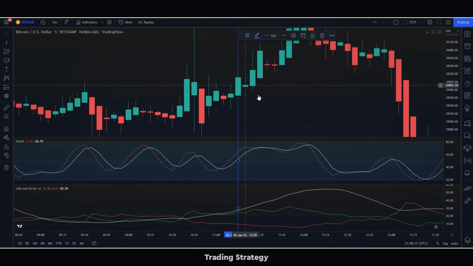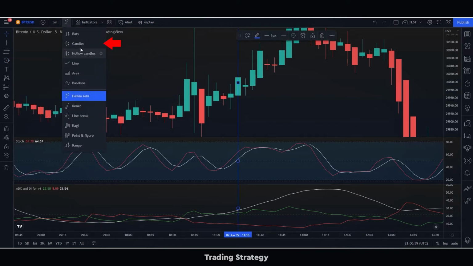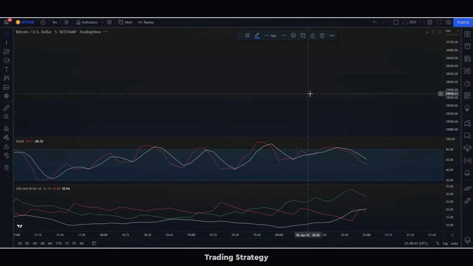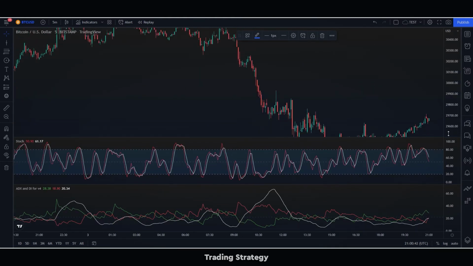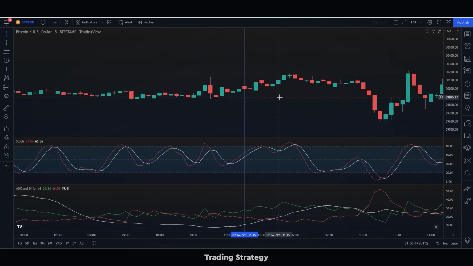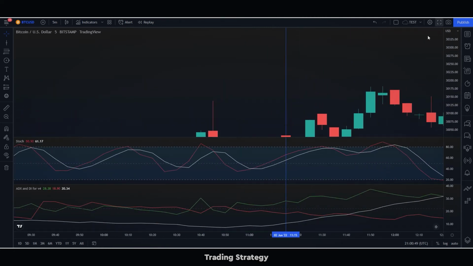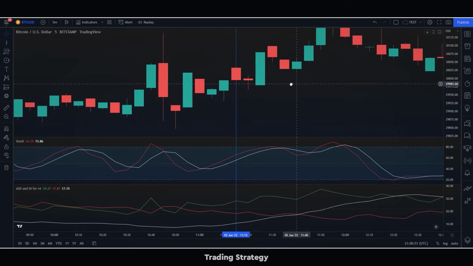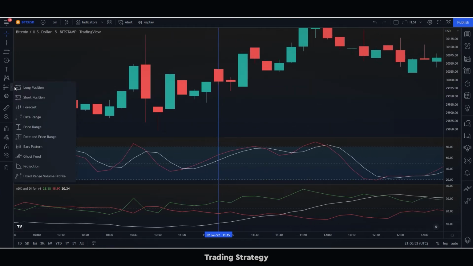But first, we will change the type of chart again to the normal candlesticks, since being in the Heiken Ashi candlestick chart could confuse us. We will place our stop loss below the last low and our take profit at the support and resistance zones, as long as we have a risk-benefit ratio of at least 1:1.